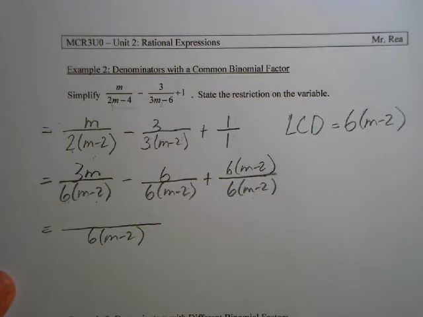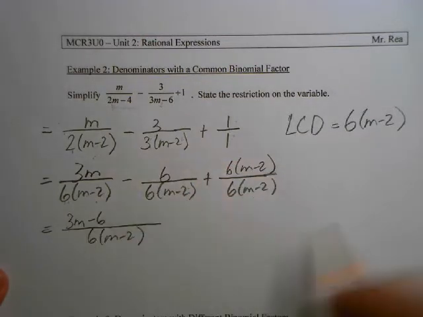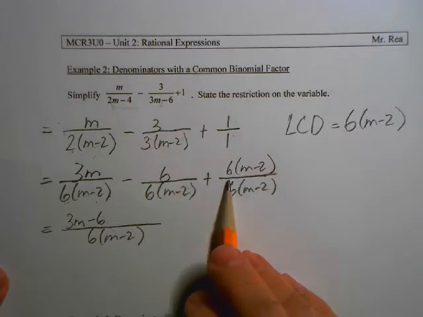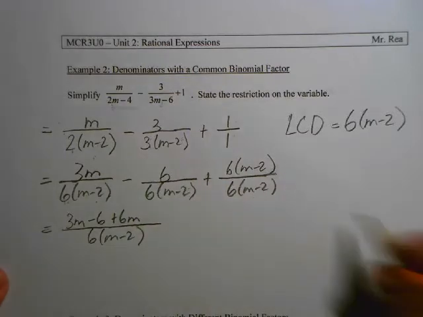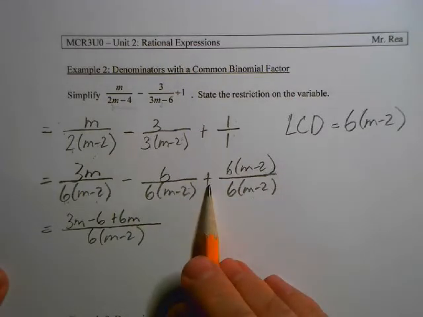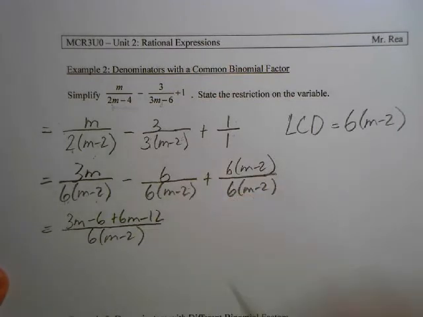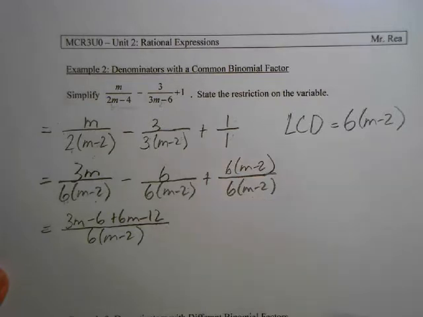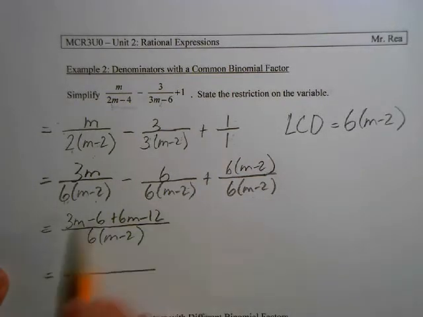And we'll just read across the top to see what we get. So I've got a 3m minus 6, and then I've got plus 6m, and then 6 times negative 2, that's negative 12. And now we just combine all the like terms on the top. So I have 9m minus 18.